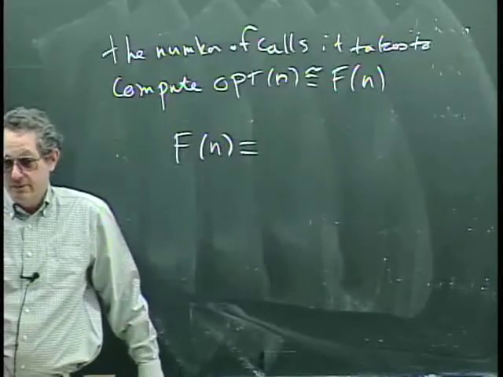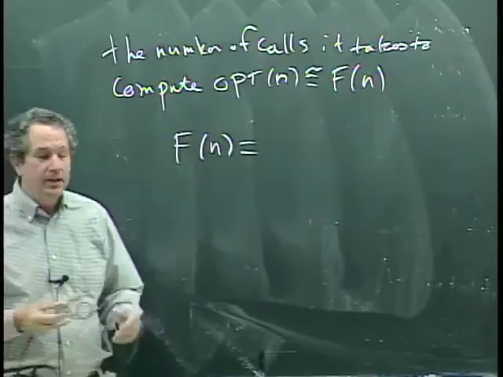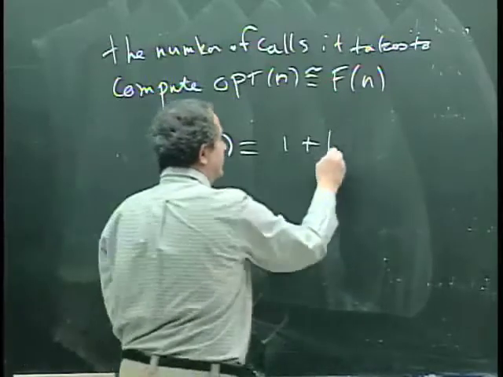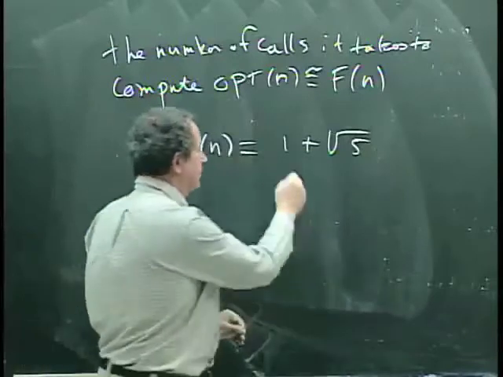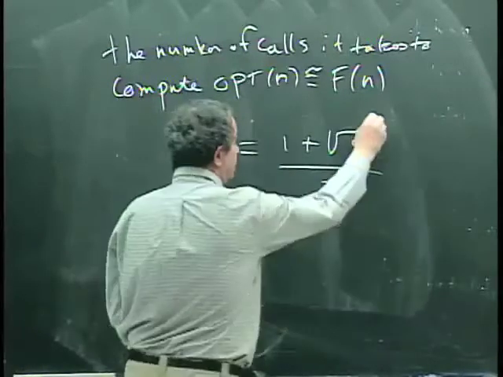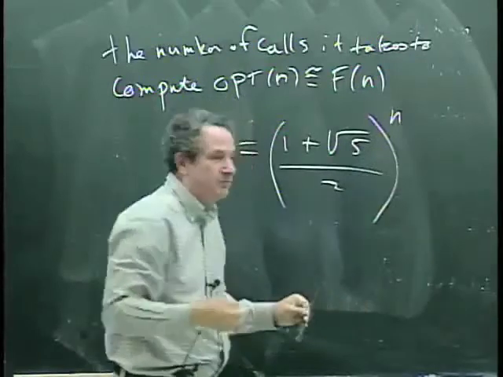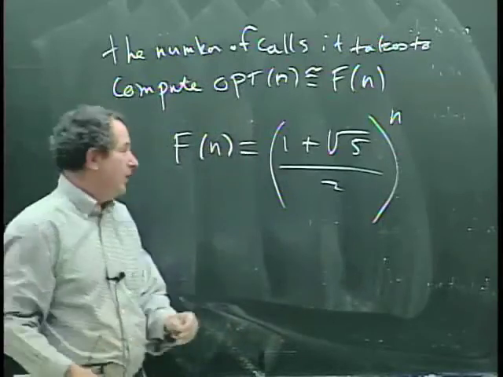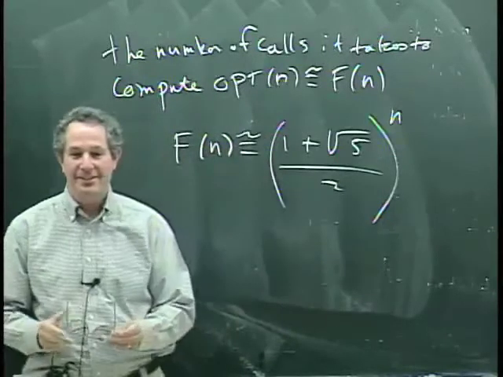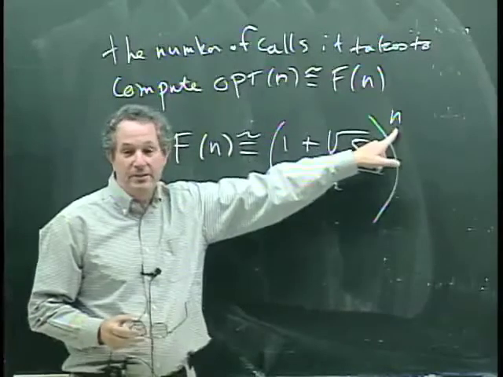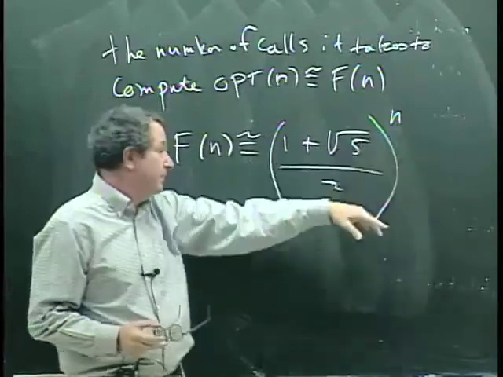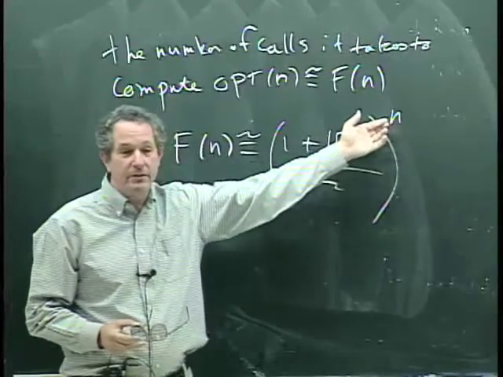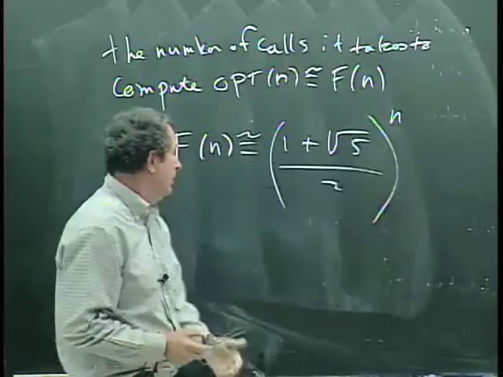Yeah. Looks like 1 plus square root of 5, all over 2, to the n. Yeah, that seems vaguely reminiscent. It's also plus 1 minus square root of 5 over 2 to the n. Anyway, it's exponential. The n is in the exponent here. So we have something here, and this is very rapid growth. So exponential growth.